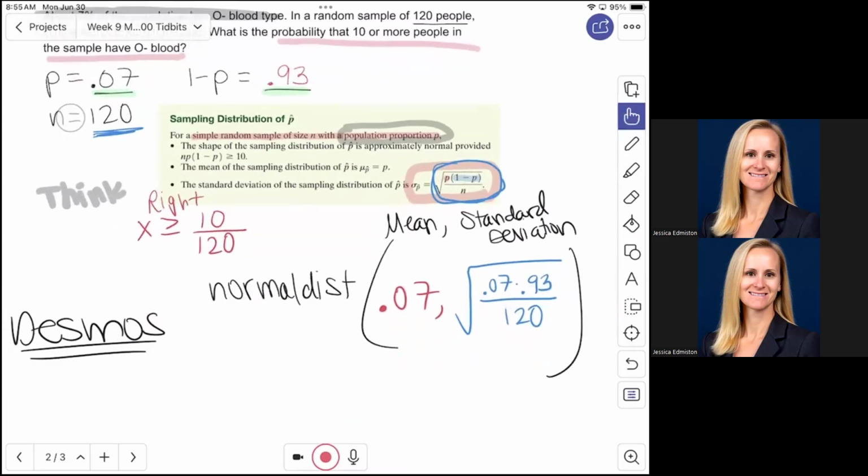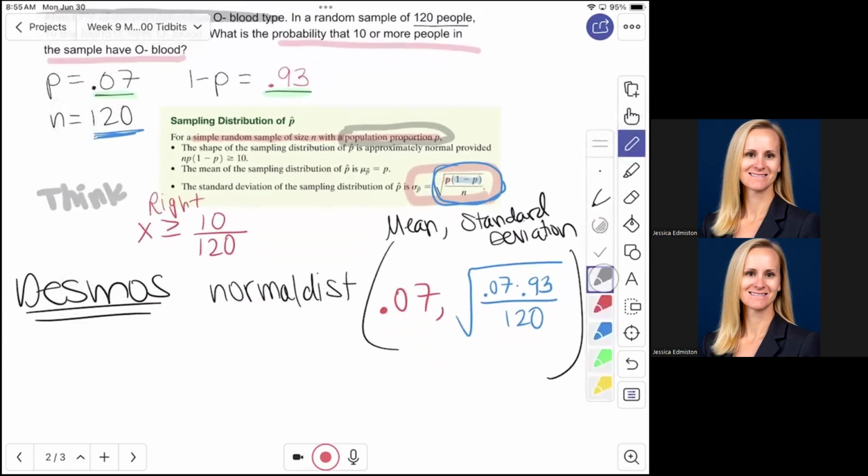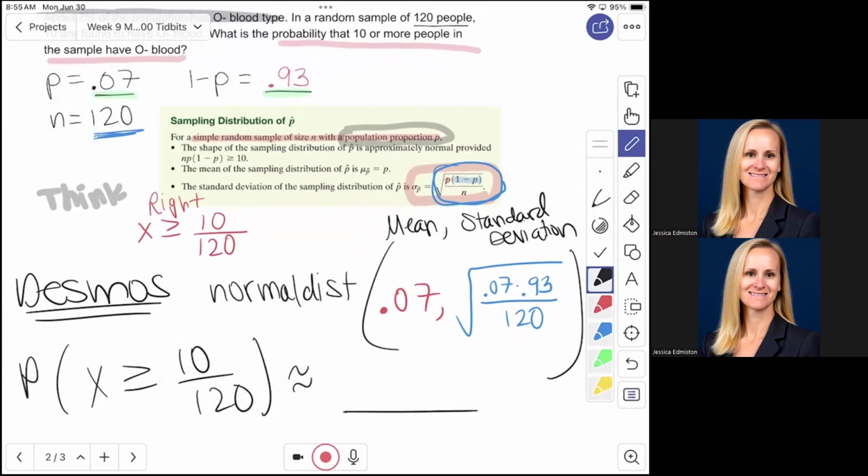All right, so I'm going to be typing that into Desmos. And then for the calculation, I want the probability that X is greater than or equal to 10 over 120. All right, and that's going to give me my approximate probability. And I want to tell you that for 10 over 120, that actually calculates to approximately 0.0833, that ratio. We know that 7% of the population has O negative, so the fact that there is about 8% in this sample that have O negative, that's very interesting.